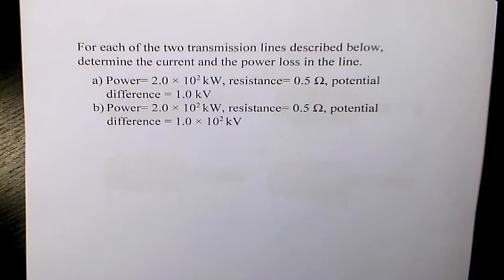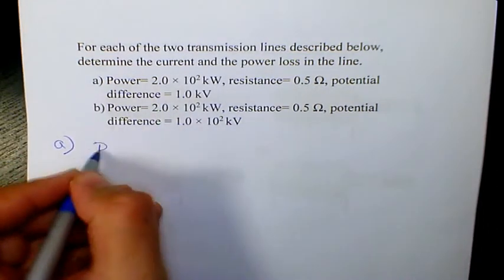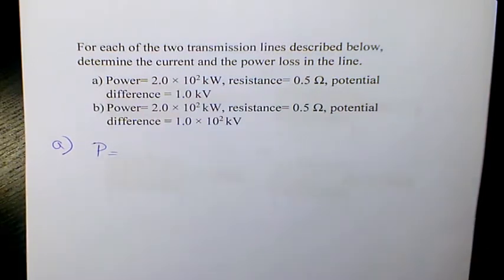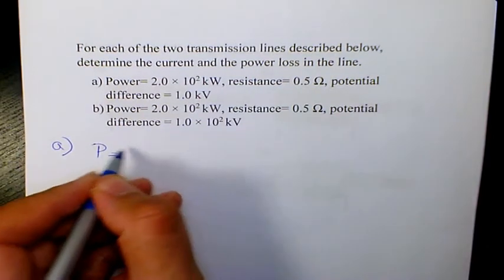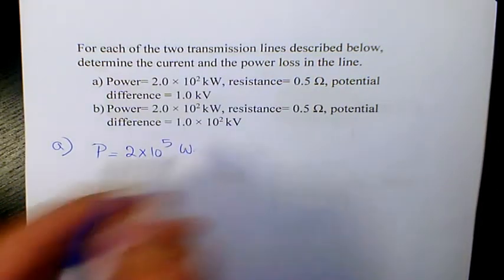Now, in this example, it says for each of the 2 transmission lines described below, determine the current and the power loss in the line. So let's start with part A. We have power, 2 times 10 to the power of 2 kilowatts. We need to convert it to watts, so we need to multiply it by 1,000. It's going to be 2 times 10 to the power of 5 watts.